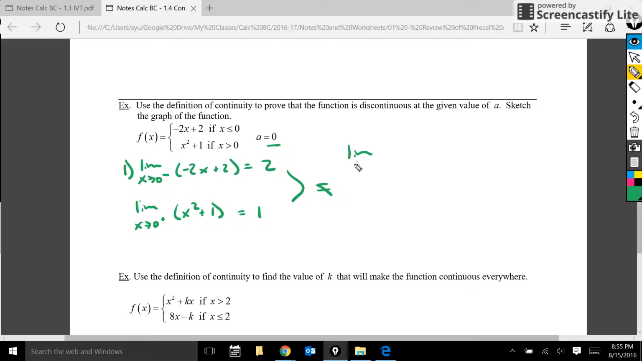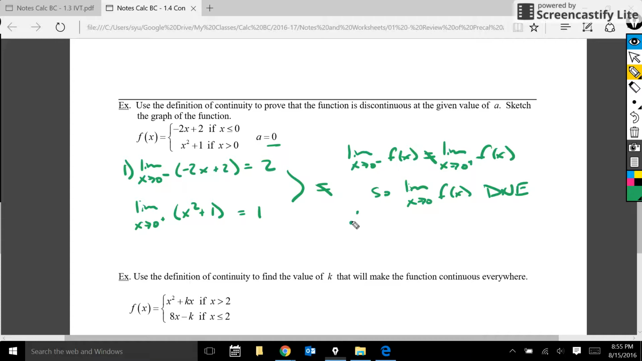Okay, I can say that my limit from the left of f of x does not equal the limit from the right of f of x. Hey, no good. So therefore, the overall limit as x approaches 0 of f of x does not exist. Therefore, I can say f of x is discontinuous.